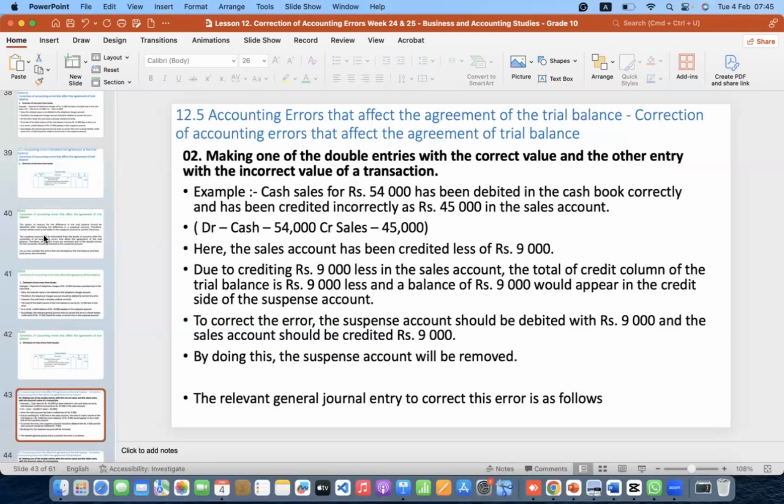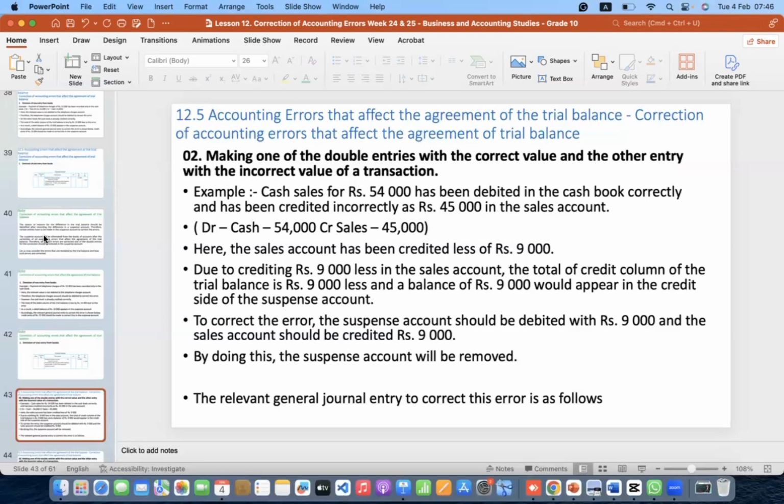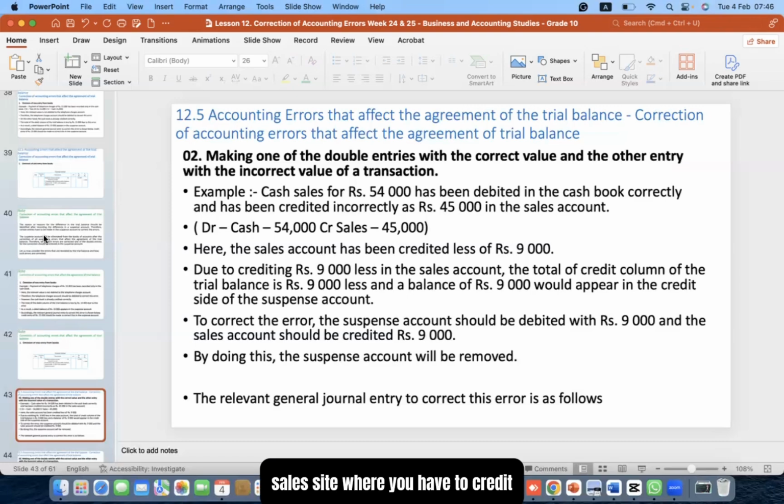Then මේකෙදි මොකක්ද වෙලා තියෙන්නේ? cash sale එකක් කරනවා. They are doing a cash sale for 54,000. Cash side, they have recorded it correctly. But if you look at the sales side where you have to credit, you have recorded it only 45,000 and you have credited it less 9,000. You should have credited it 54,000, but you have credited it only 45,000. ඔයා 54,000 credit කරන්න ඕනේ, but you have credited it only 45,000, which is 9,000 short.